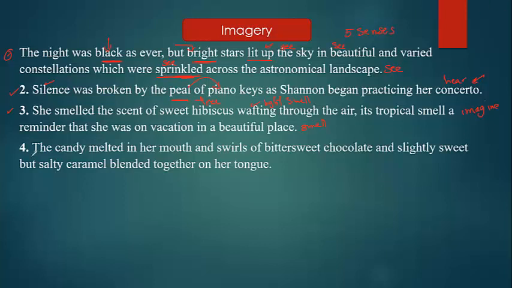Last one. The candy smelled in her mouth, and swirls of bittersweet chocolate and slightly sweet but salty caramel blended together on her tongue. Yeah, thank you. This is what we can taste. Melt in your mouth. Swirl means move like a wave or in a circle.